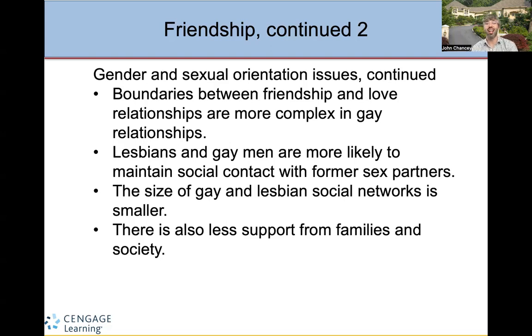And there also tends to be less support from families and society. Now we are seeing that change, but obviously there's still room to grow.